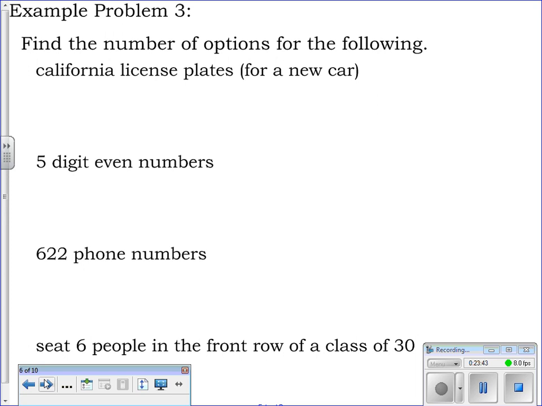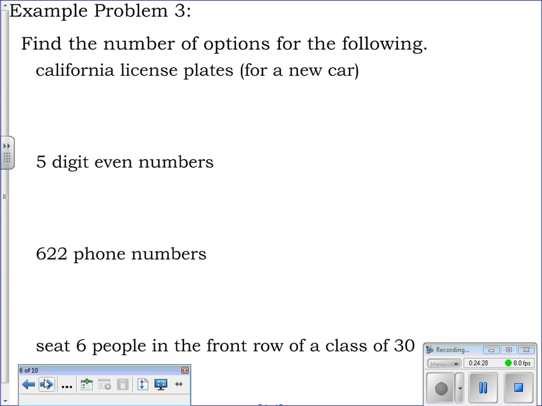Okay, now, how to count things. So, different ways of counting things. This first section is more of the fundamental counting principle. And it's how many different ways I can count things. So the first one is California license plates for a new car. There are some things we need to focus on in order to give ourselves parameters. First off, on a license plate for a car, you have 6 or 7 letters and or numbers. Okay, we're going to go with 7.